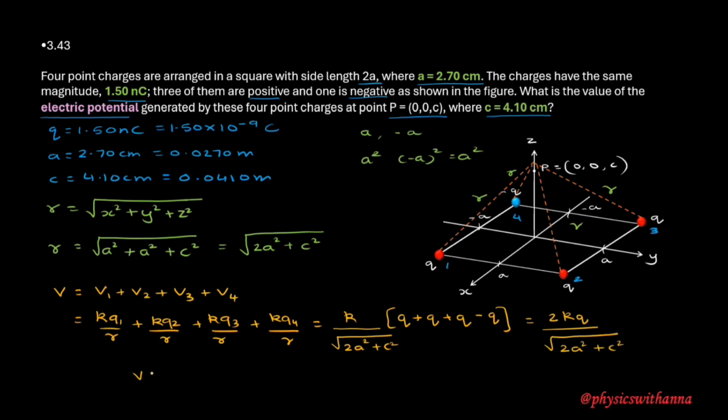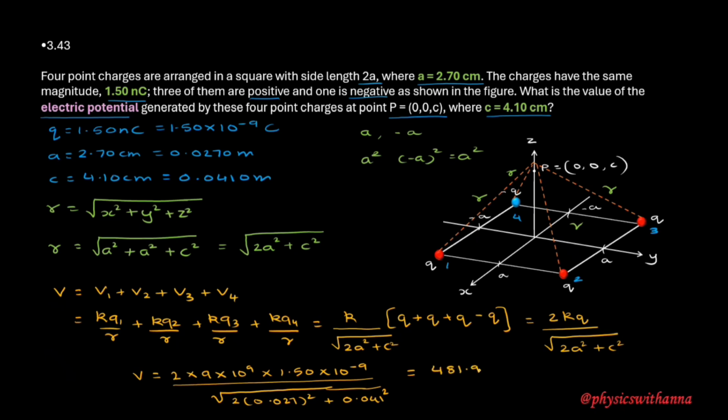Now substitute to solve for V. 2 times k is 9 times 10 to the power 9. Q here is 1.50 nanocoulomb, so times 10 to the power negative 9, over square root of 2 times a squared, a is 0.027 squared, plus c squared, c is 0.041 squared. And when you solve this, you get the potential at point P because of the four charges to be equal to 481.9 volt.